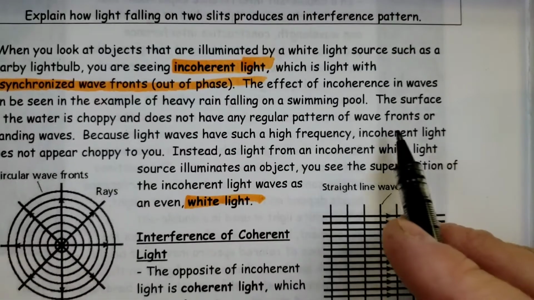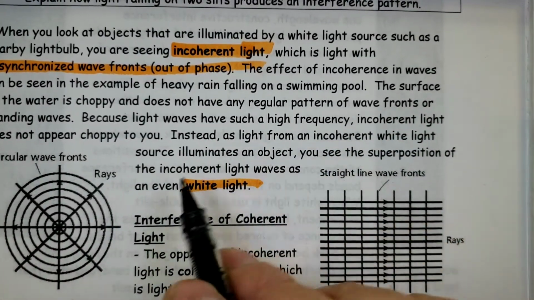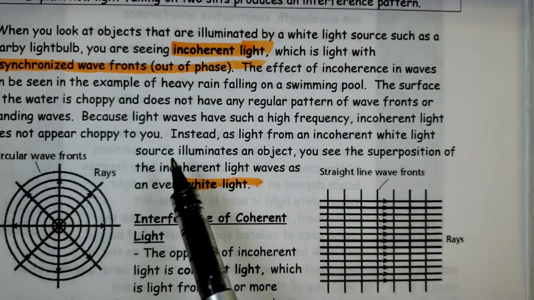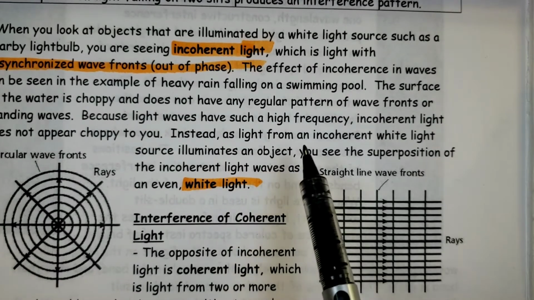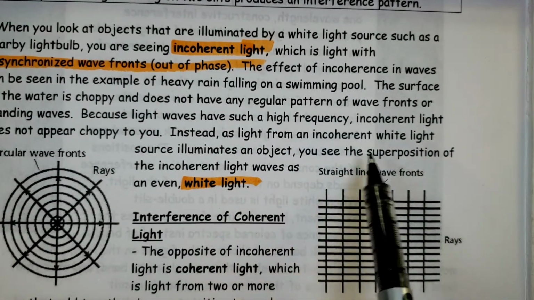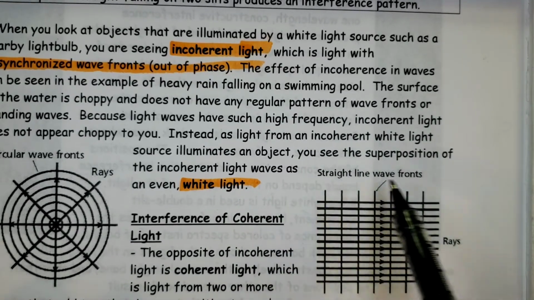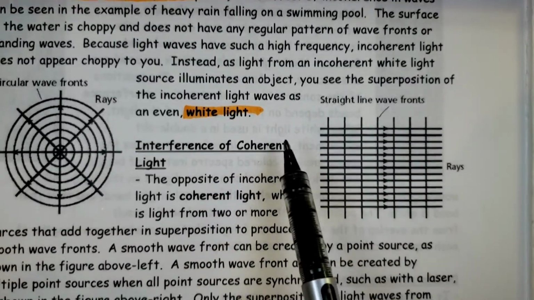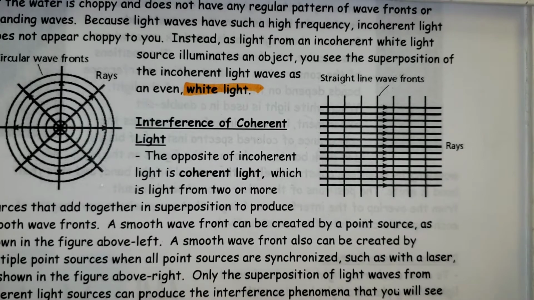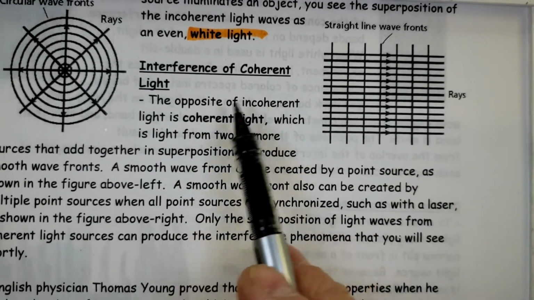The effect of incoherence in waves can be seen in the example of heavy rain falling on a swimming pool. The surface of the water is choppy and does not have any regular pattern of wave fronts or standing waves. Because light waves have such high frequency, incoherent light does not appear choppy to you. Instead, as light from an incoherent white light source illuminates an object, you see the superposition of the incoherent light waves as white light. So we just see an even white light, which is what you would see out of a light bulb.